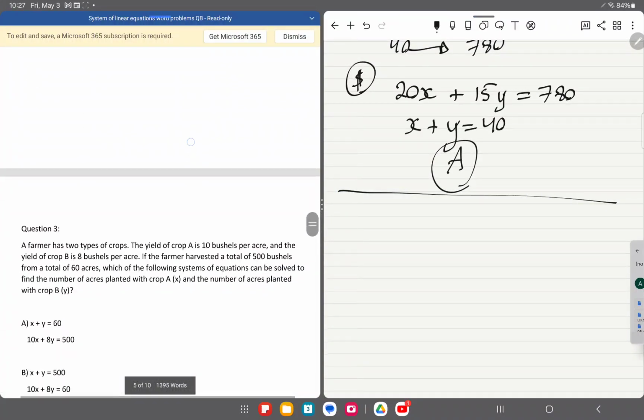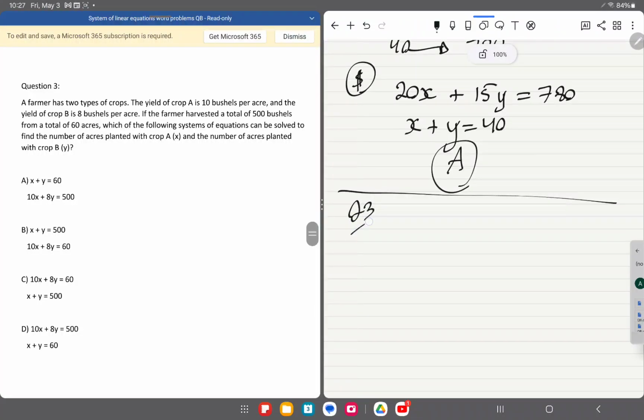Now let's move on to question 3. A farmer has 2 types of crops. The yield of crop A is 10 bushels per acre. I don't know what that is. And the yield for crop B is 8 bushels per acre. Maybe bushel is like a package or something. If the farmer harvested 500 bushels, oh, it's a rate, so I need to write the rates.